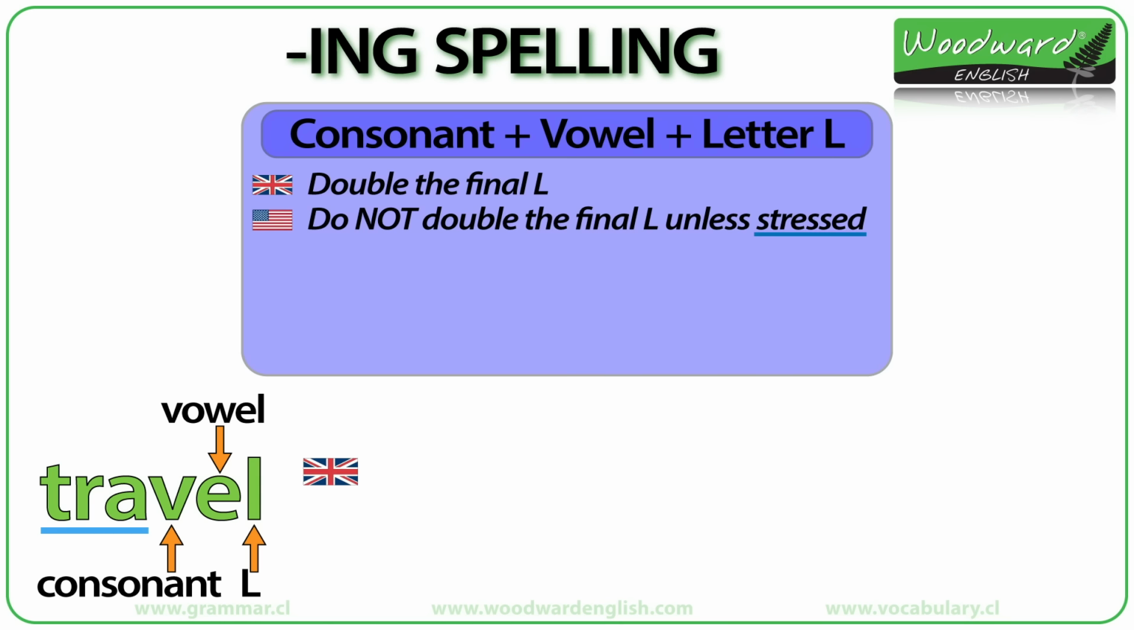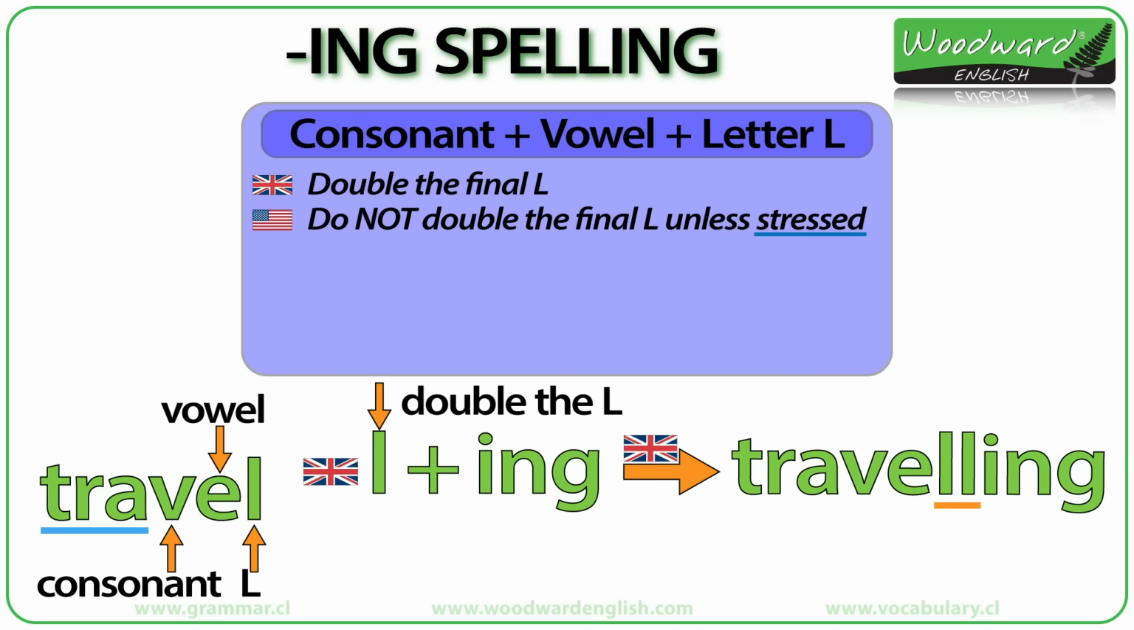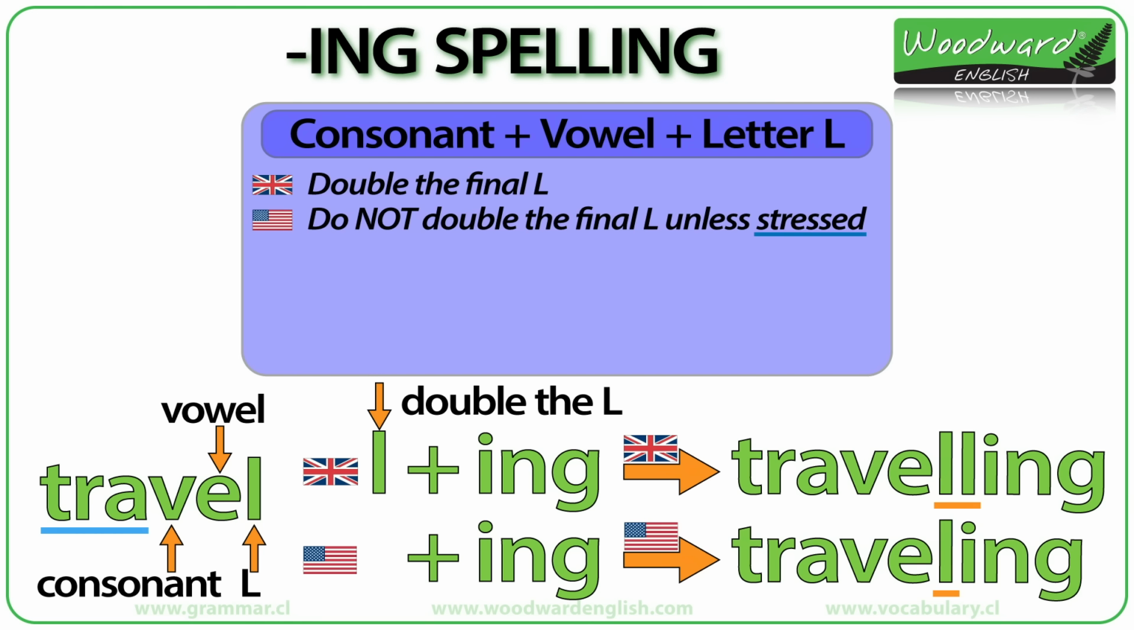There are two ways of spelling this word. In British English, we double the final L. So now there are two L's. And then we add ing. In British English, this becomes traveling with two L's. In American English, just add ing because the final consonant with L is not stressed. In American English, this becomes traveling with one L.